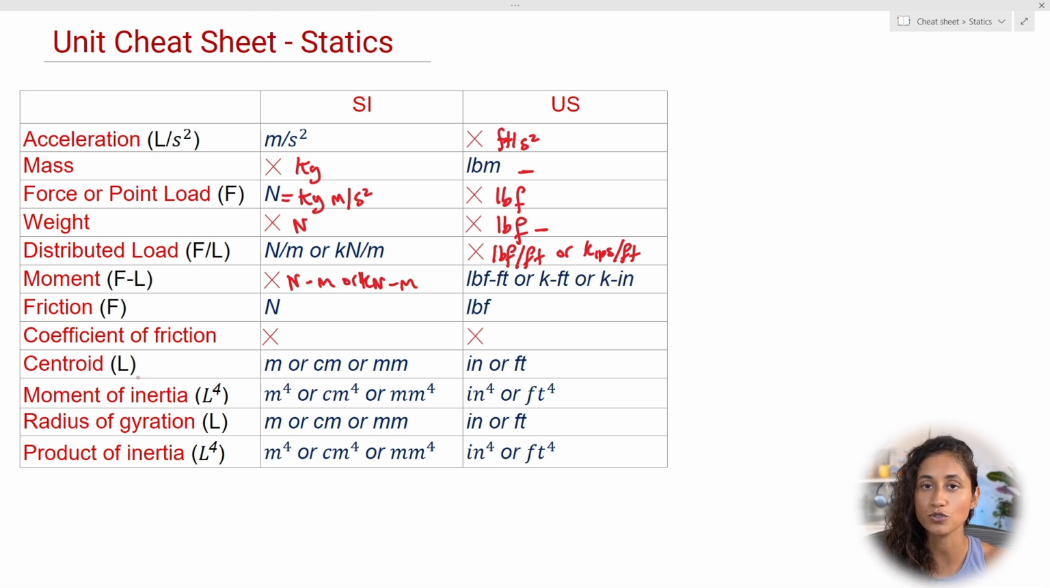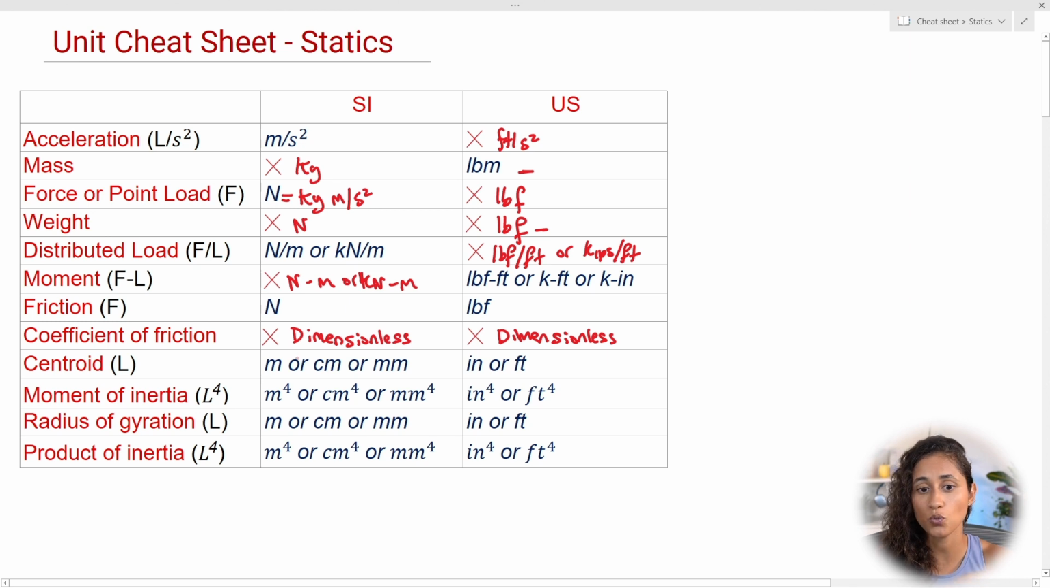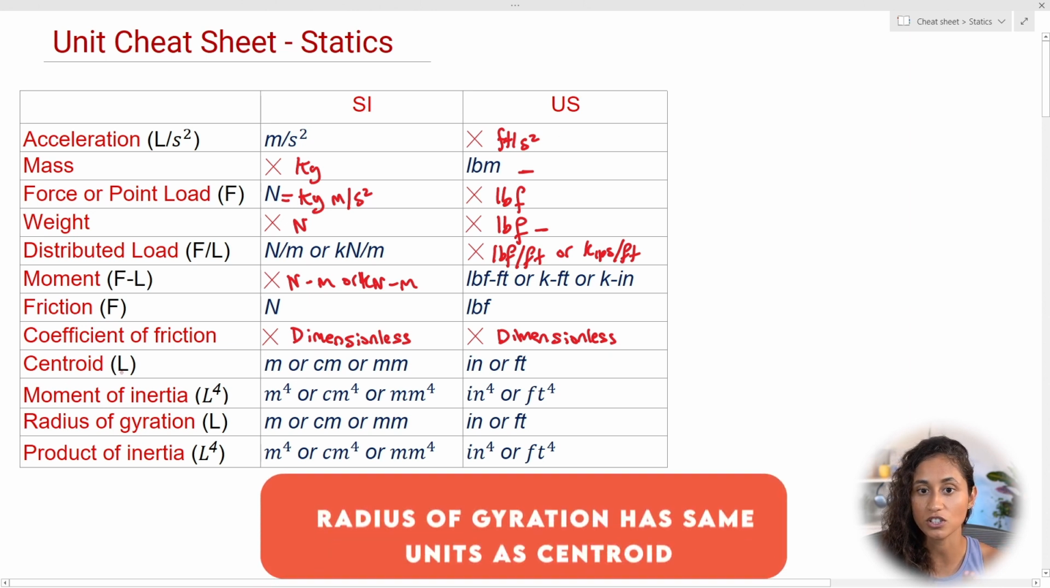So it's going to have the units of force. For SI, that's going to be Newton. For US, that's going to be pound force. Next we have coefficient of friction, which doesn't really have units, so it's dimensionless, whether we're working with SI or US units. Now we have centroid, which has the unit of length.